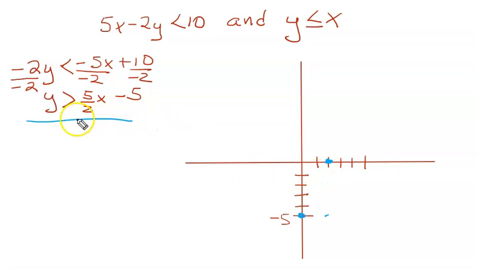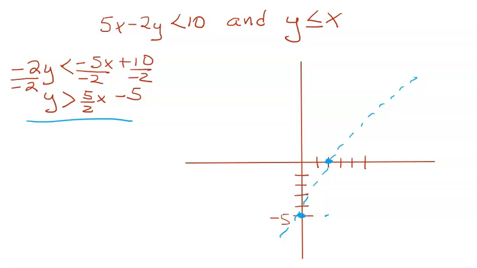And then now I'm going to use a dotted line or a solid line. Well, since it's only greater than, I'm going to use a dotted line. Now, of course, when you do this, it's going to make it nice.